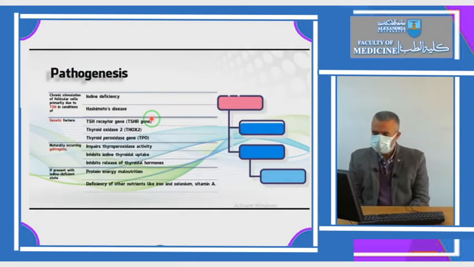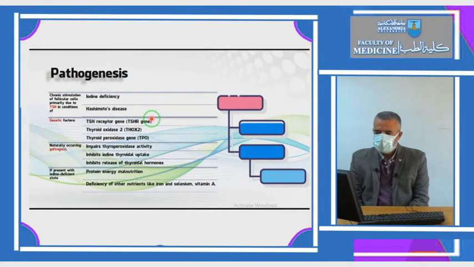So what is the pathogenesis of having an enlarged thyroid, which is called goiter? The first and most important would be chronic stimulation of follicular cells by higher than normal TSH levels, examples of which would be iodine deficiency and Hashimoto disease. The second factor would be genetic factors like mutations affecting the TSH receptor gene, the thyroid oxidase 2, the THOX2, which is also known, as I told you, as the dual oxidase 2, or genetic mutations affecting the thyroid peroxidase enzyme.